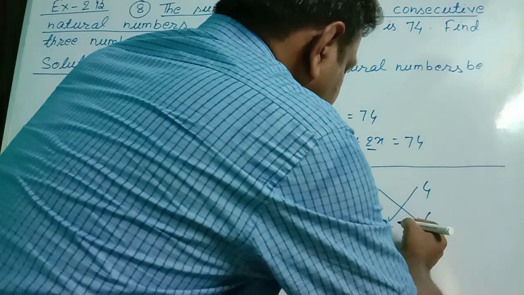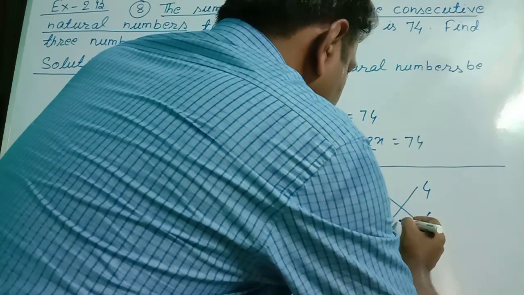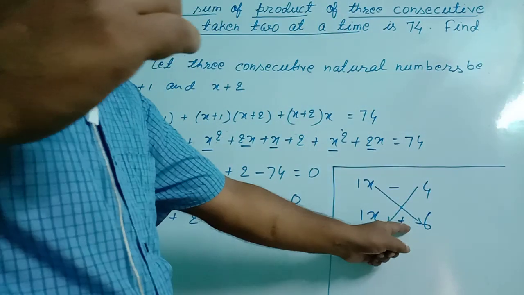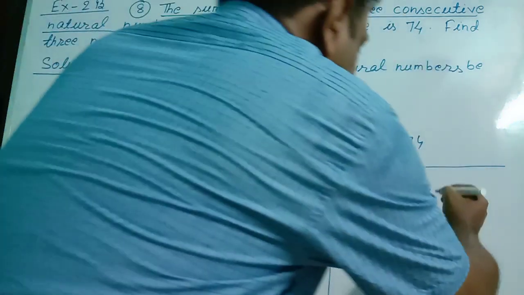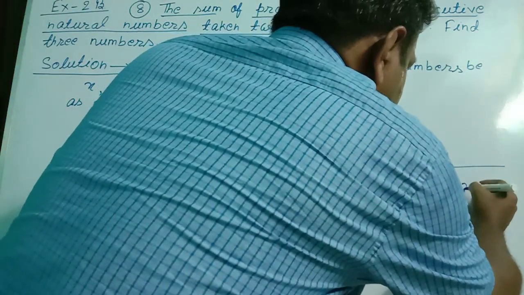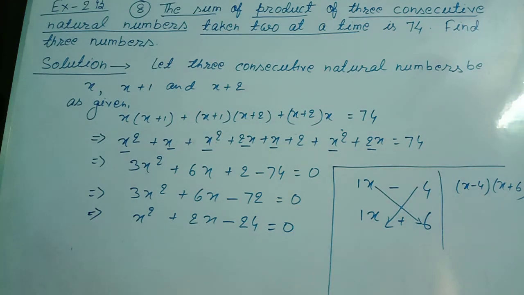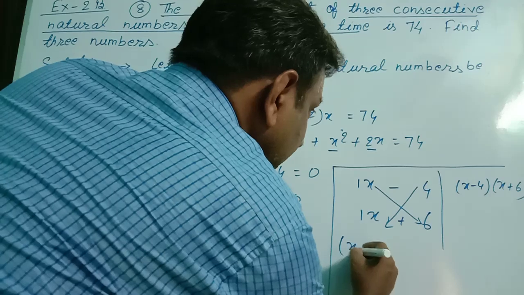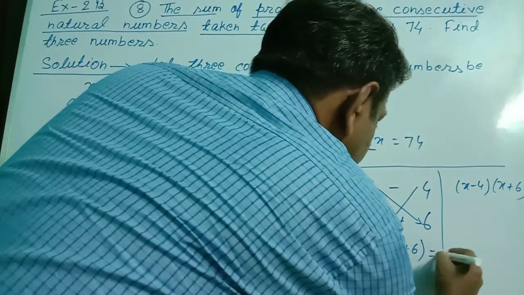So this will be plus 6 and this is minus 4, plus 6 minus 4 equal to plus 2. So our factors became x minus 4 into x plus 6. So here we can write x minus 4 into x plus 6 equal to 0.